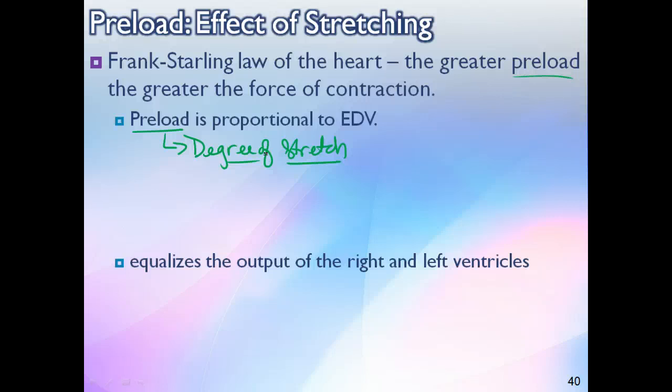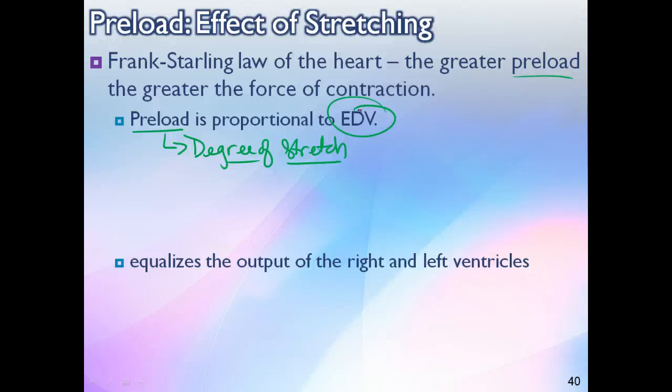Well, you stretch it by putting more blood into it, which is why preload is proportional to end diastolic volume. As you put more and more blood into that heart, by increasing end diastolic volume, you stretch that ventricle slightly. And by stretching the ventricle, you get a nice recoil contraction along with your regular contraction, and as a result, a more forceful contraction, which means you squeeze out more blood.